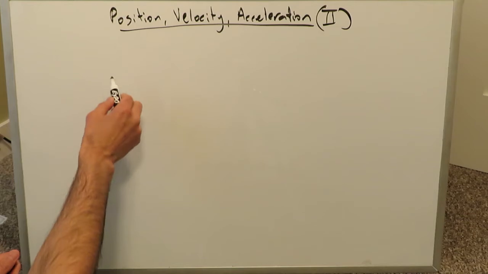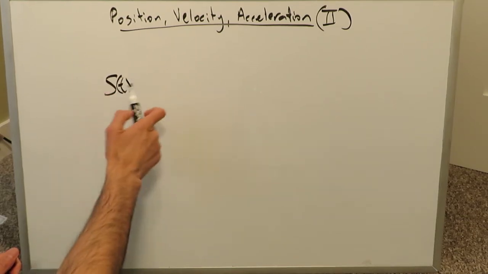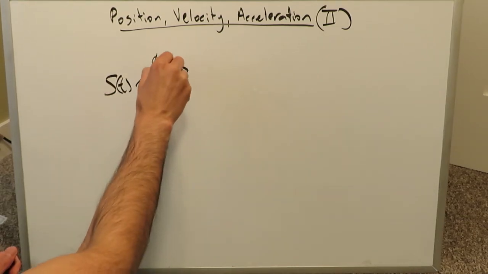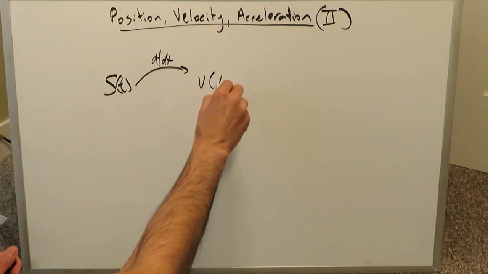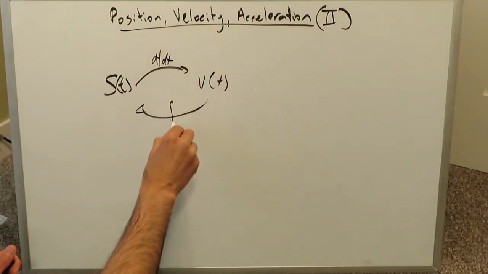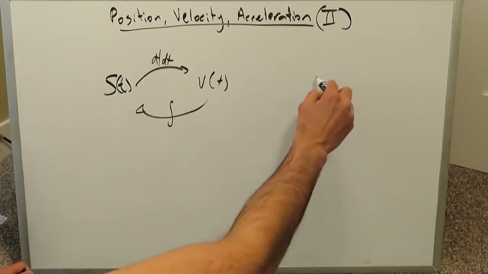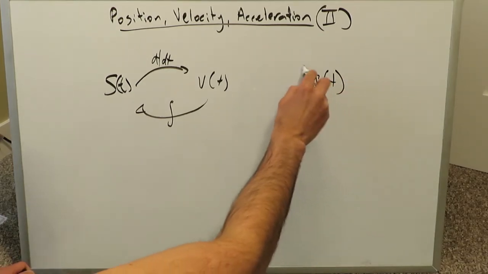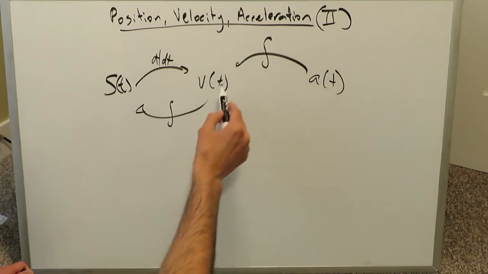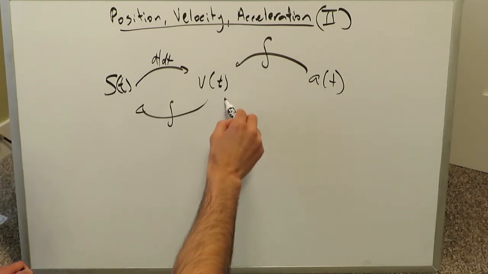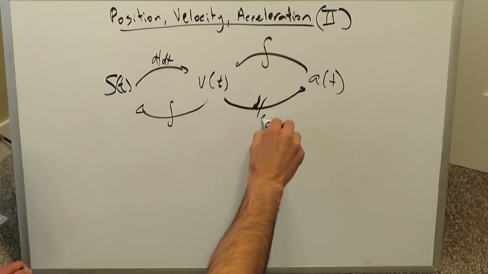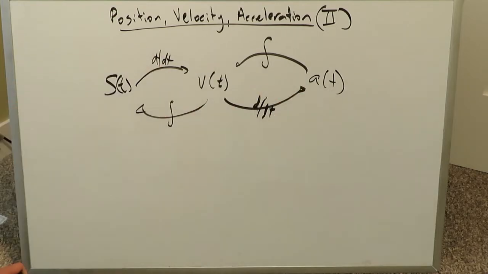At any point you are given a position function, you can do the derivative of this and arrive at the velocity function, and you can go back by means of an integral. Whenever you have an acceleration function, if you are to take the integral of it, you end up at the velocity function. From the velocity function, you can do the derivative of this and end at the acceleration function.